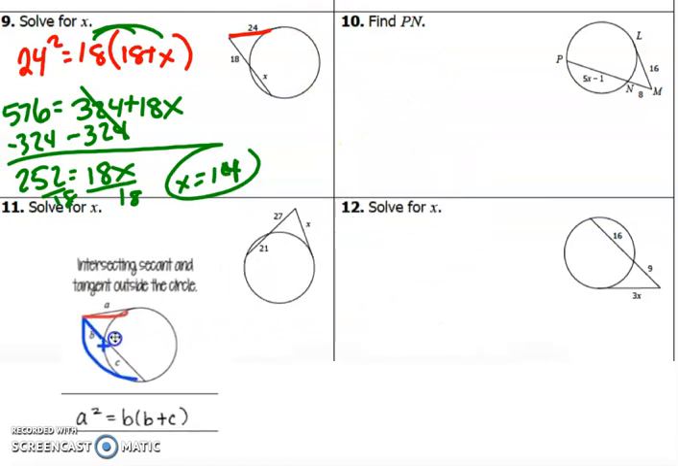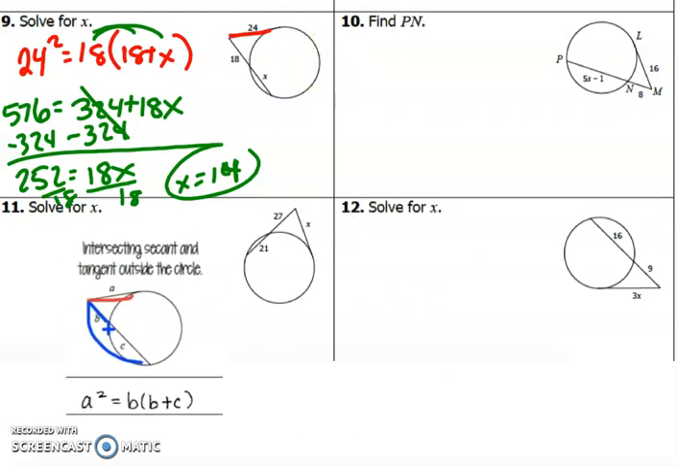All right, let's take a look at number 10. Okay, I want to find the length of PN, but I first need to set up my rule. And so this line will be tangent. It intersects once. So I would have 16 squared is equal to my first outside part, which is 8, times the total. So I'm going to go ahead and say the total is going to be 5x, and then 8 minus 1 will give you 7. So the total in here is 5x plus 7.